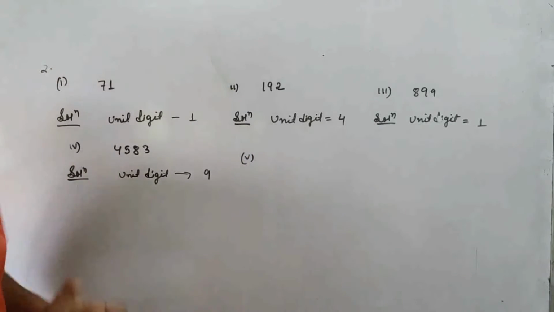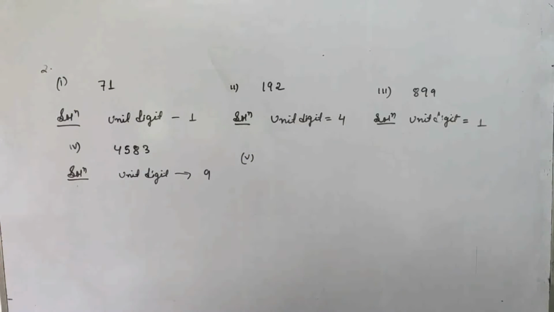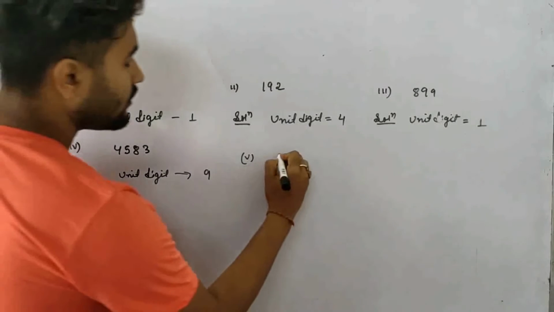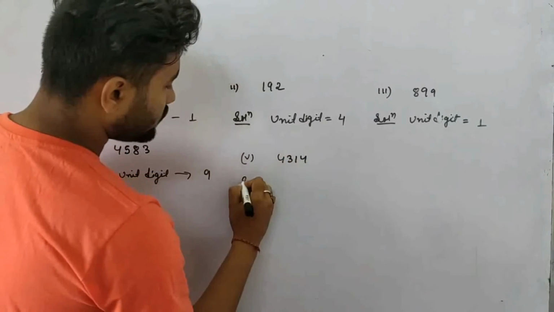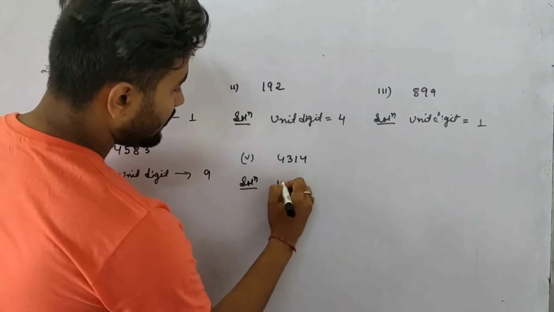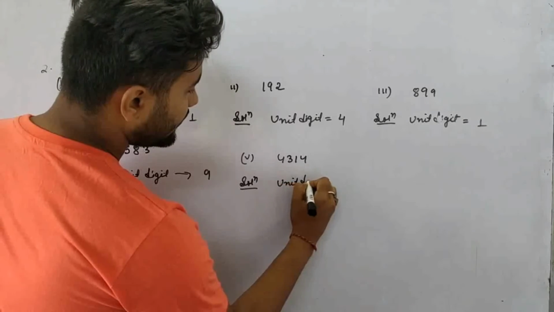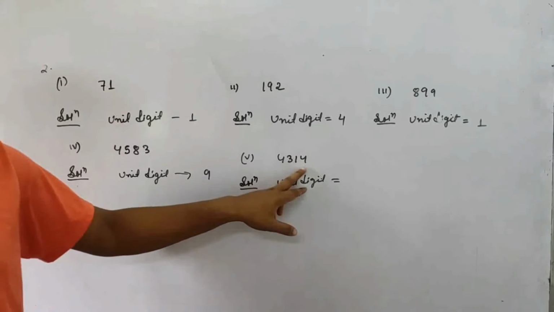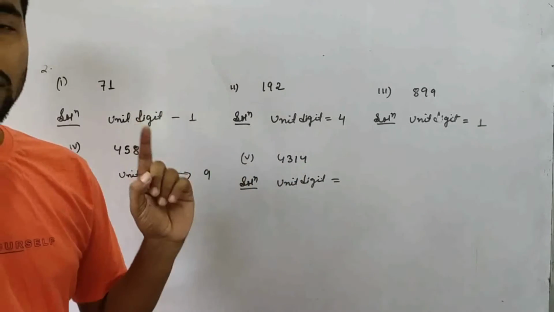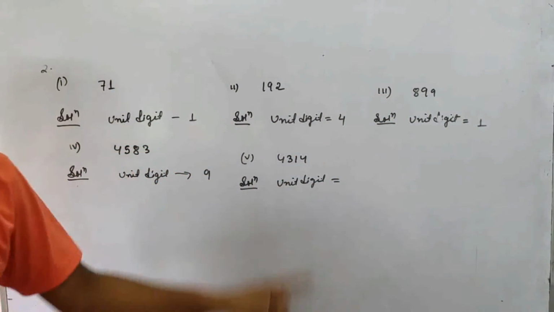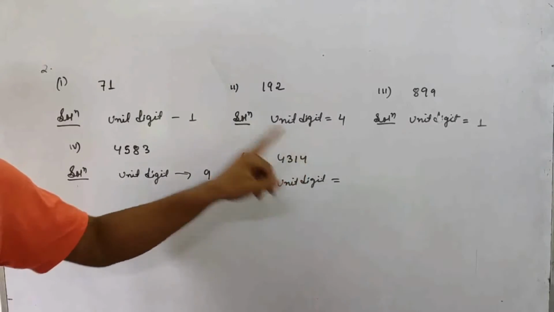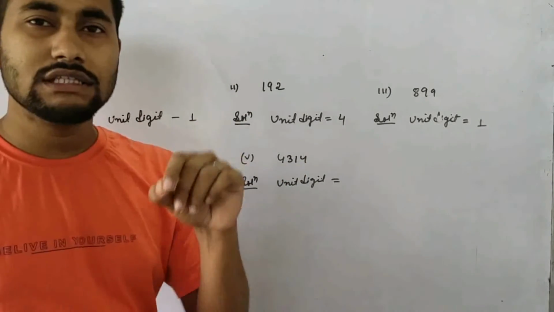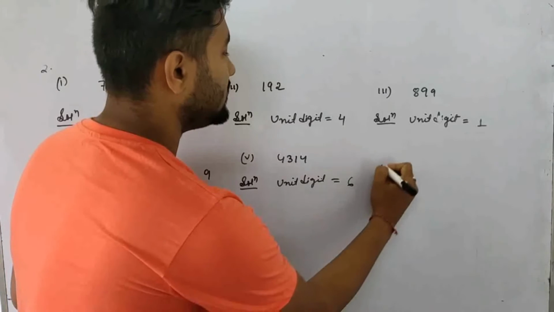Number 5. 4314. Solution. Unit digit. So what is the unit digit if it ends in 4? In the table 4 then 6, isn't it? Because 4 4 ja how much? 16. And in 16 what is the unit digit? 6 is the unit digit.